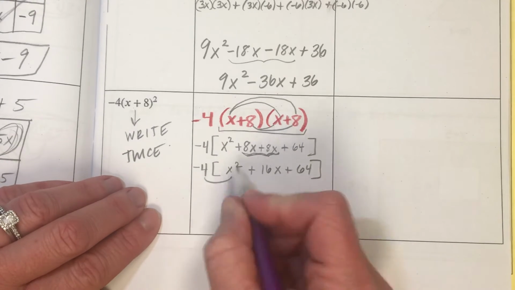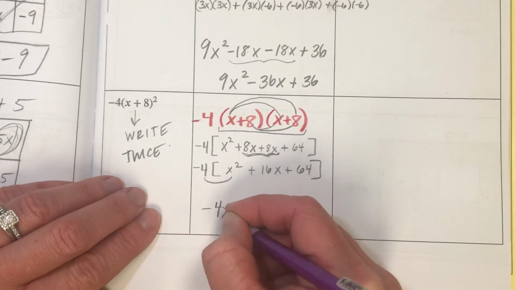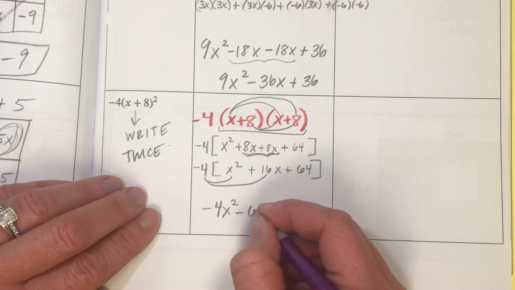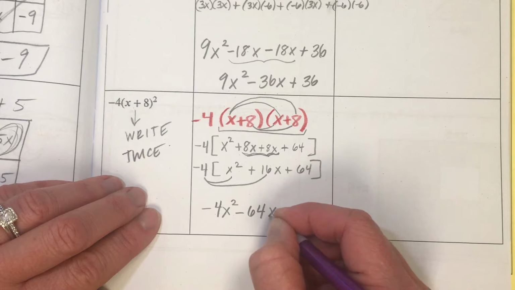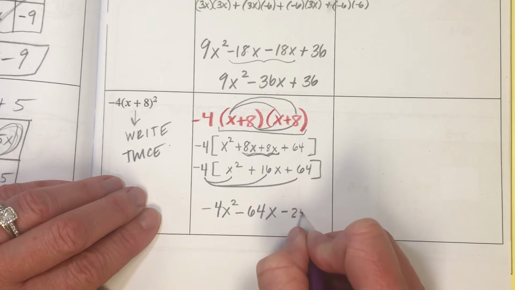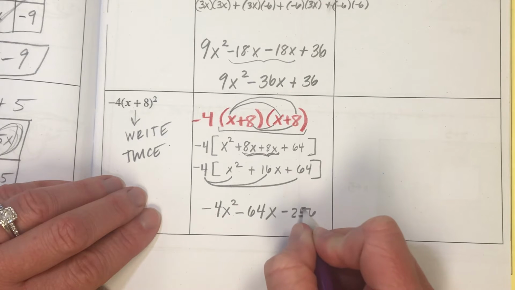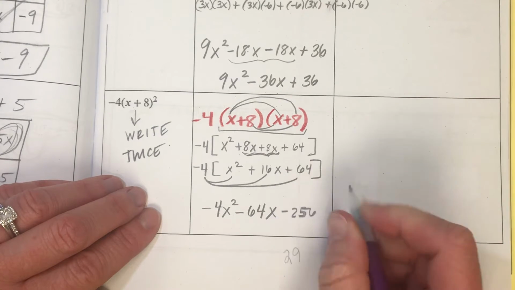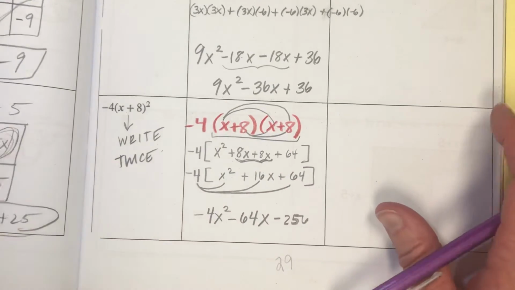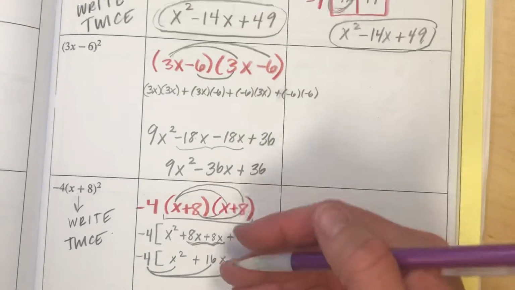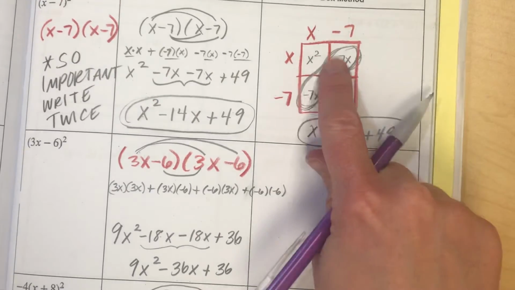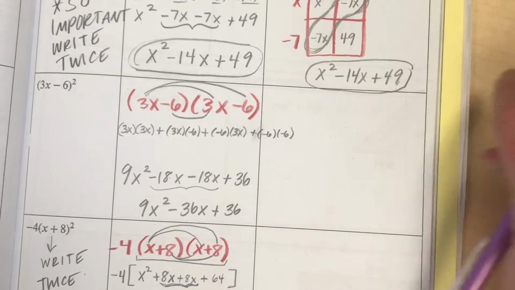So -4 times x squared, -4 times 16, you might need a calculator for that, that's -64, and -4 times 64, I've been practicing these problems, so I know this one already, is -256, but again, you might want a calculator for that. Now, if you don't like the claw method, you could absolutely do the box method. Again, I showed one up here earlier, but let me show you the box method here.